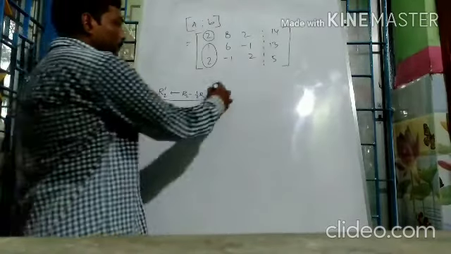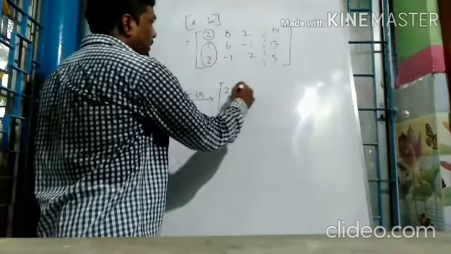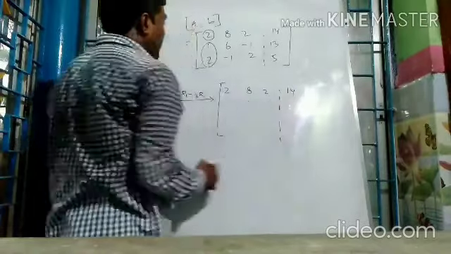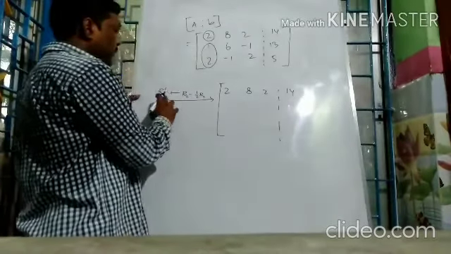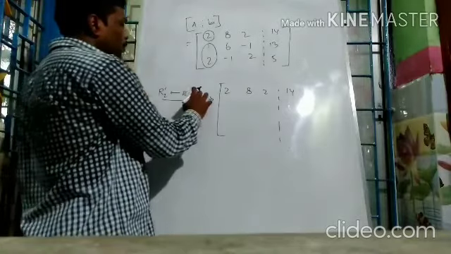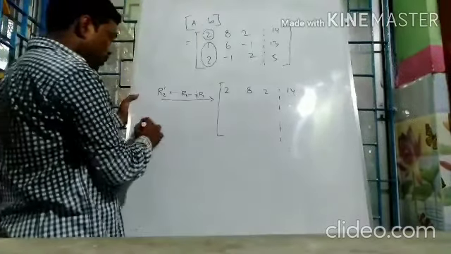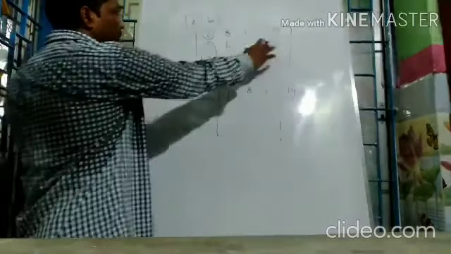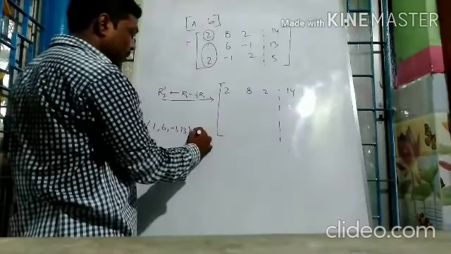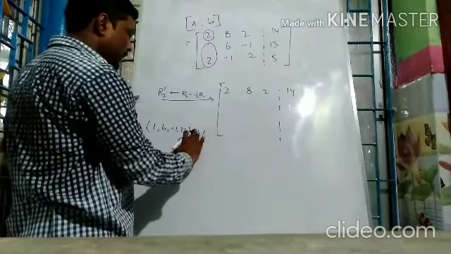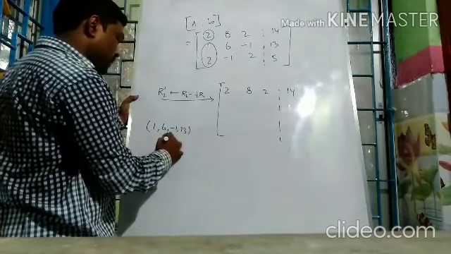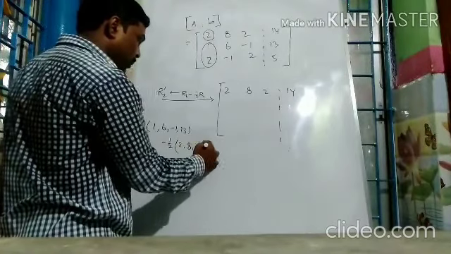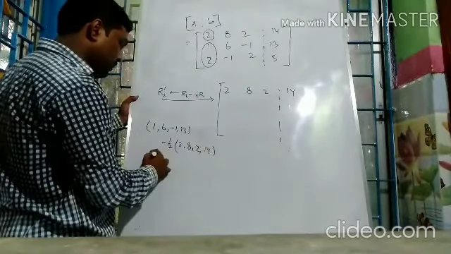Okay, so the first row is fixed, that is 2 8 2, 14. Next reduced row is R2 minus 1 by 2 R1. So R2 is 1 6 minus 1, 13, minus 1 by 2 R1. R1 is 2 8 2 14.